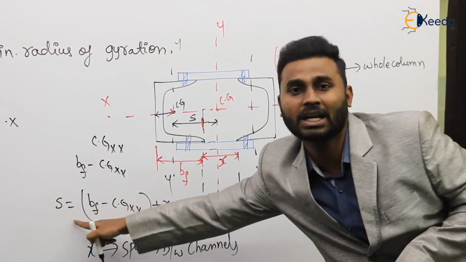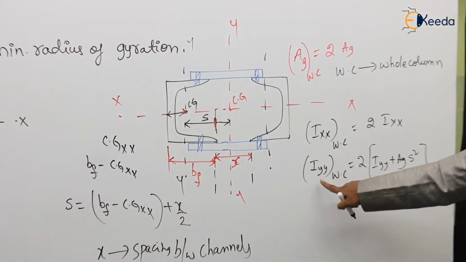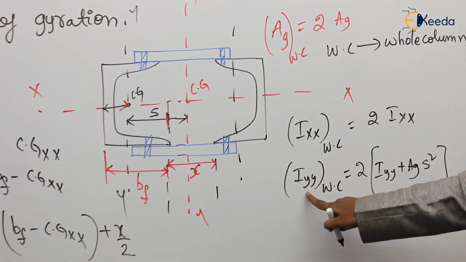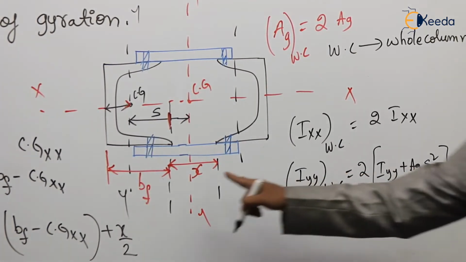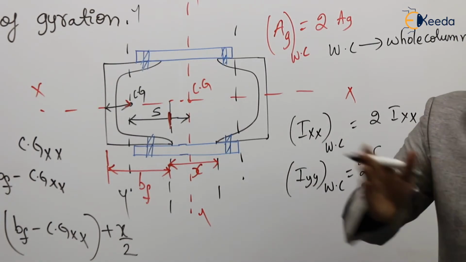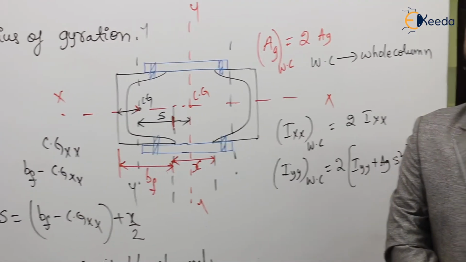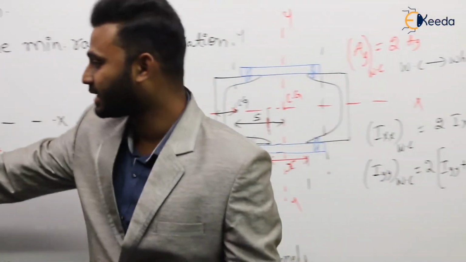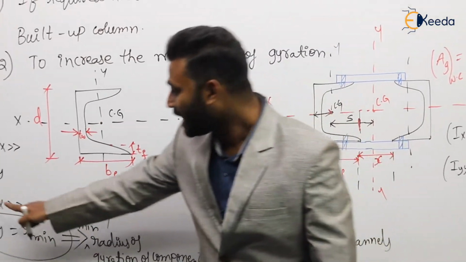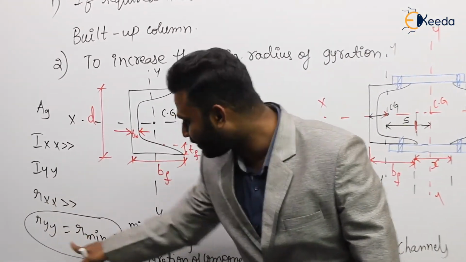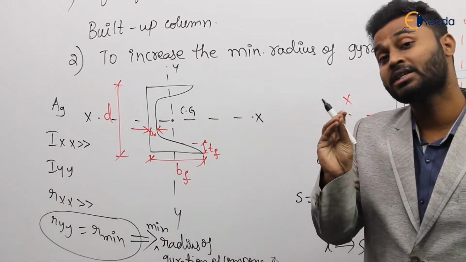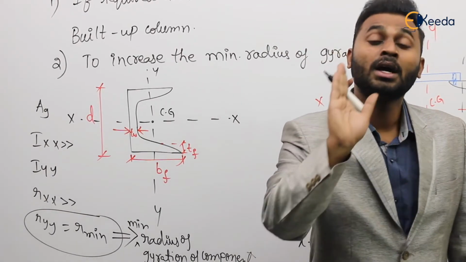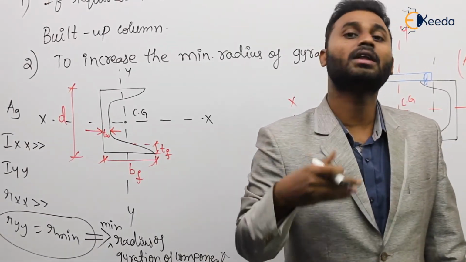So based on that, we can calculate S. After getting that, we are going to calculate Iyy of the whole column. Now, does this Iyy of the whole column depend upon the spacing X or not? Agree or not? If we provide more spacing, we get a higher value of Iyy. For an individual component, Ixx is more than Iyy, no doubt. Then obviously rxx is greater than ryy, so ryy is the minimum. If the radius of gyration is minimum, then the slenderness ratio will be maximum. So there are more chances for that component, or that column, to buckle.